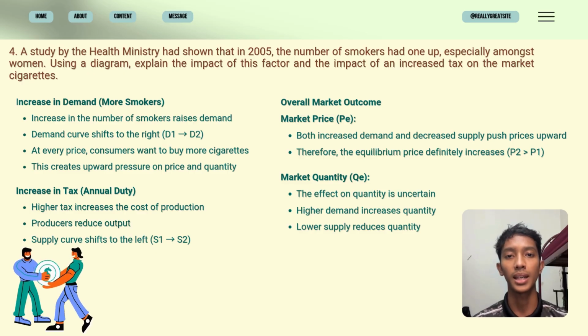At the same time, an increase in tax raises the cost of production for cartridge producers. As a result, producers reduce output, see lower profitability, and the supply curve shifts to the left from S1 to S2. When both factors combine, the market price will definitely increase because higher demand and lower supply both push price upward from P1 to P2. However, the effect on quantity is uncertain, since increased demand raises quantity while reduced supply lowers it.